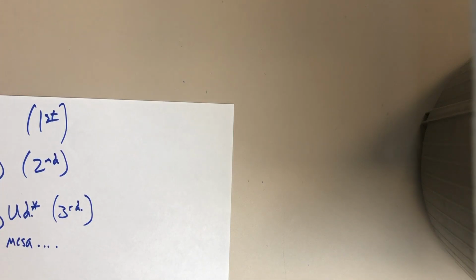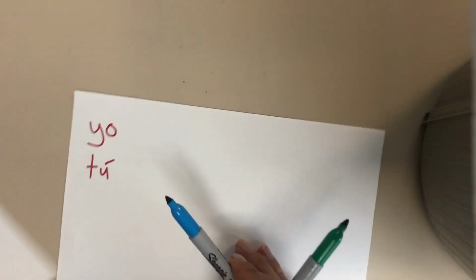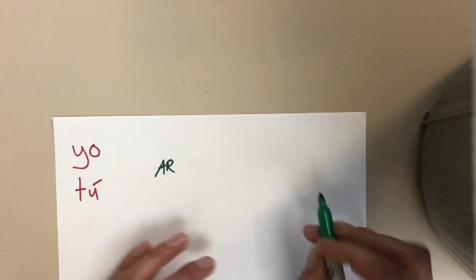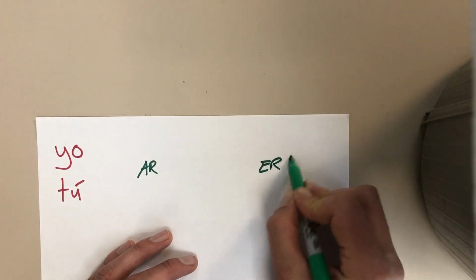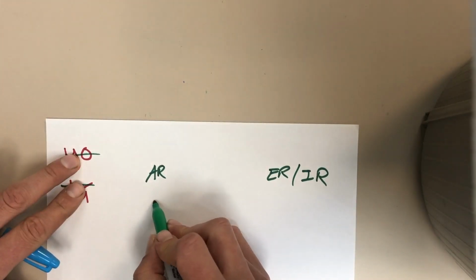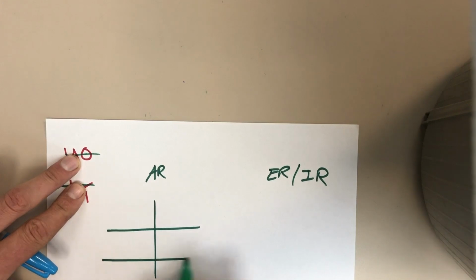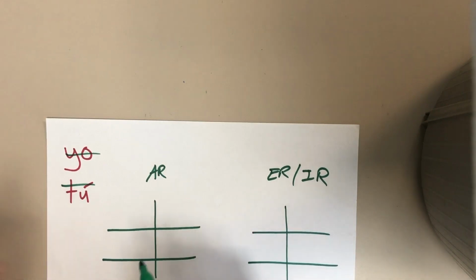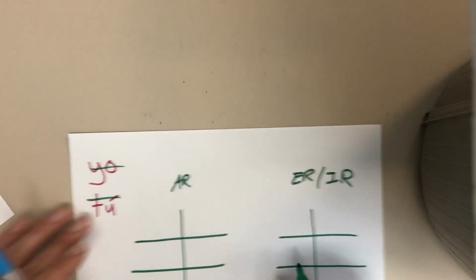But there's another past tense called the imperfect past tense, okay? And those are a lot easier than the preterite past tense. So we have AR verbs, and we have ER and IR, and they share the same ending, so we can do it like that.